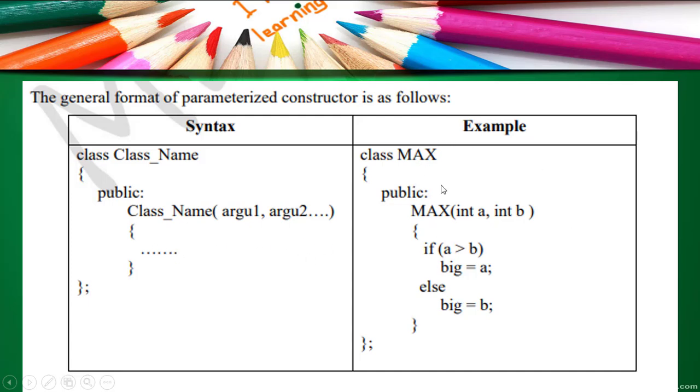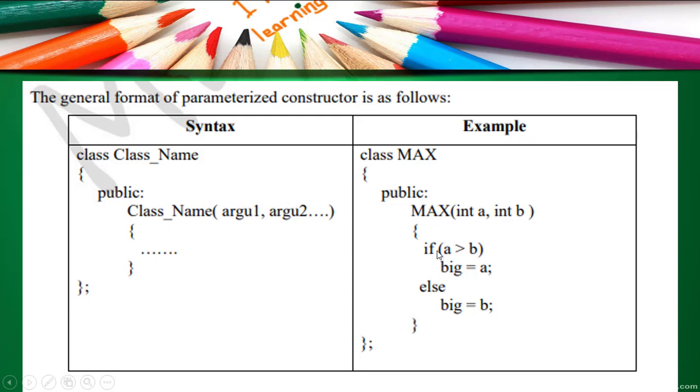Here you see the example. Max is the class name. Again under public you have Max. So both the class name and the constructor name are the same, and inside the brackets you can see int a and int b. Two arguments are there. So int a and int b are the parameters. So this is a parameterized constructor.